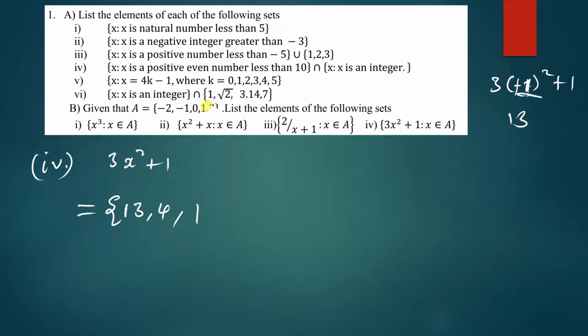So 4 is already there, we don't have to write it again. Then you put 2 there, you have 2 times 2 to the power 2, that's 4 times 3, that's 12 plus 1, 13. 13 is already there, so just leave it like that. Alright, so this is the solution set for this last question there.